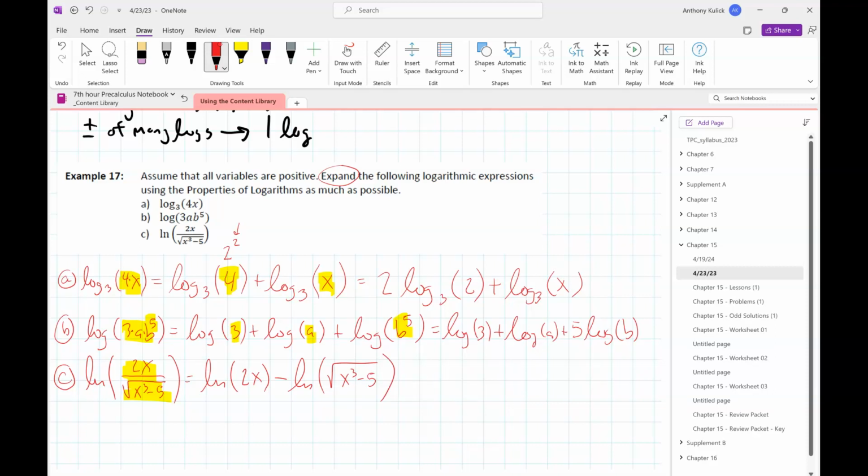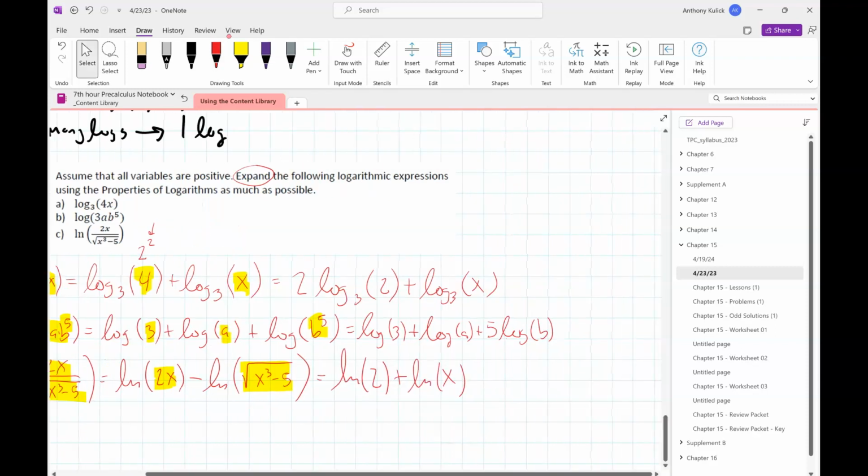Now I'm going to look for product properties. Again, I look inside each of the logarithms. I see a product property with the 2x, but there's no product property with the square root. So applying the product property, it gives me log of 2 plus log of x.